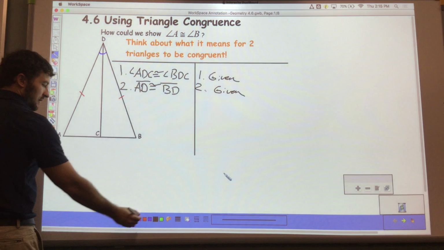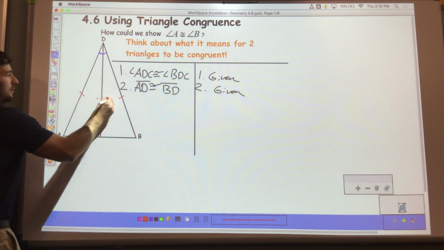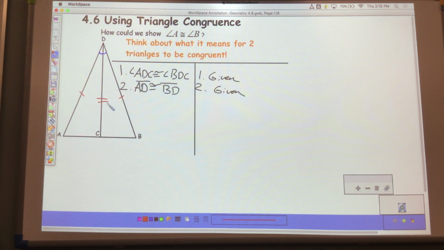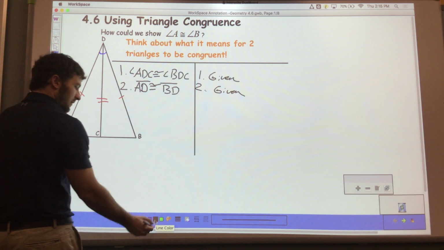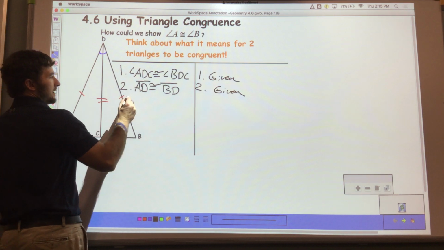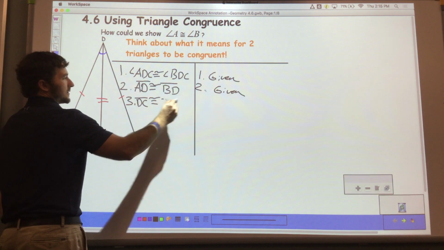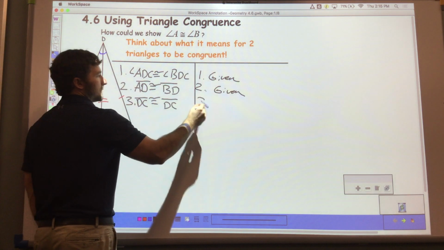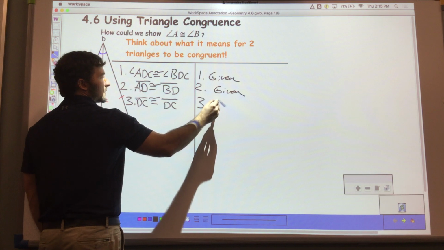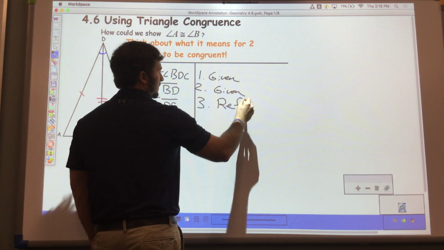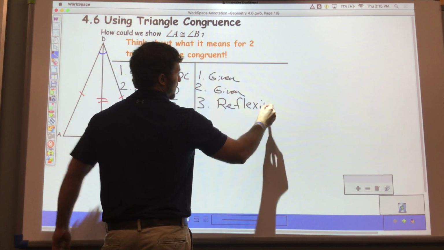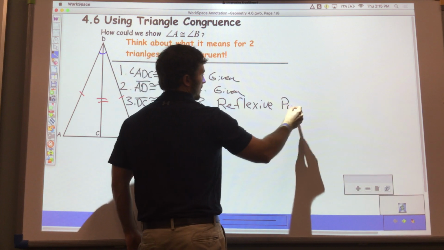Something that should stick out to you is we have a shared side, so we're going to use reflexive property and say that segment DC is congruent to segment DC. So that's reflexive property of congruence.